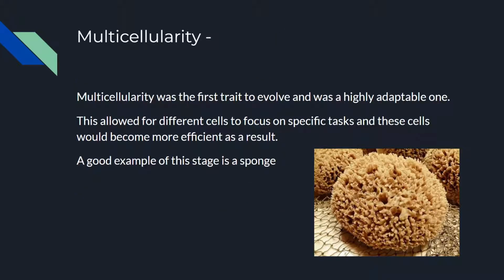One of the first traits to evolve was multicellularity, and it was one that made them very adaptable because it allowed different cells to branch out and focus on specific tasks. And these cells would become more efficient as a result. A good early example of this would be a sponge.